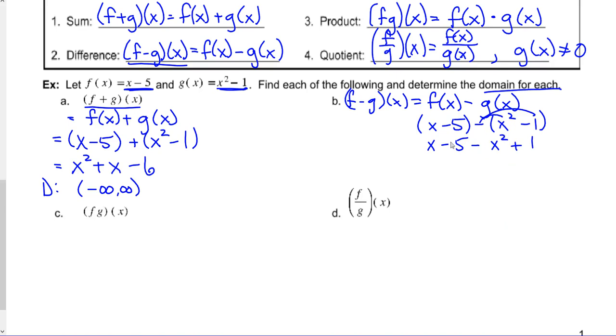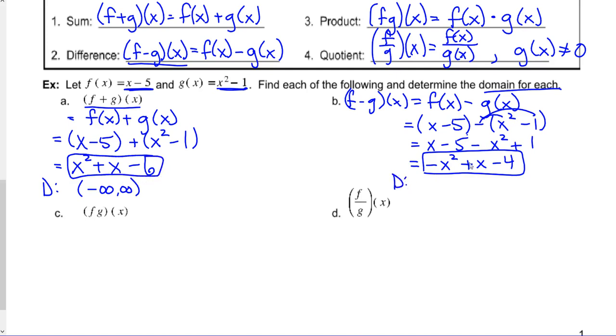So I'm going to start with my highest power and go down. So it'd be a minus x squared. Come over here with my plus x again. Then I have a minus 5 plus 1 gives me a minus 4. Now, this is the f of x minus g of x. That's the difference. This part over here is the sum of those two functions, but we also have to determine what is the domain of this difference.